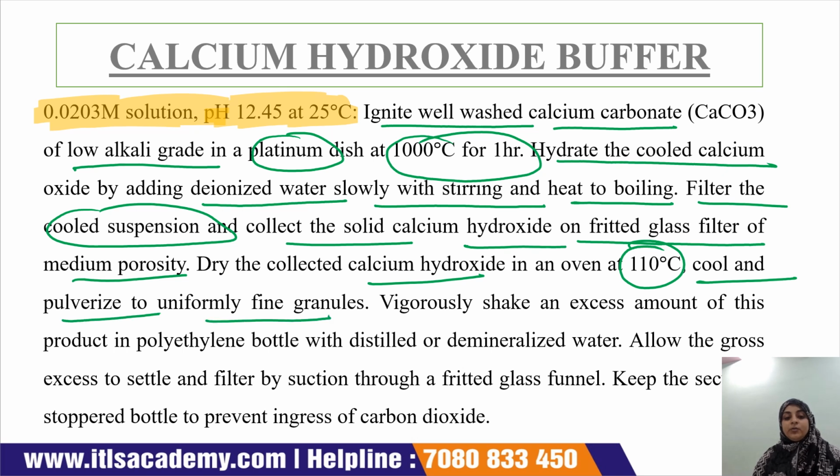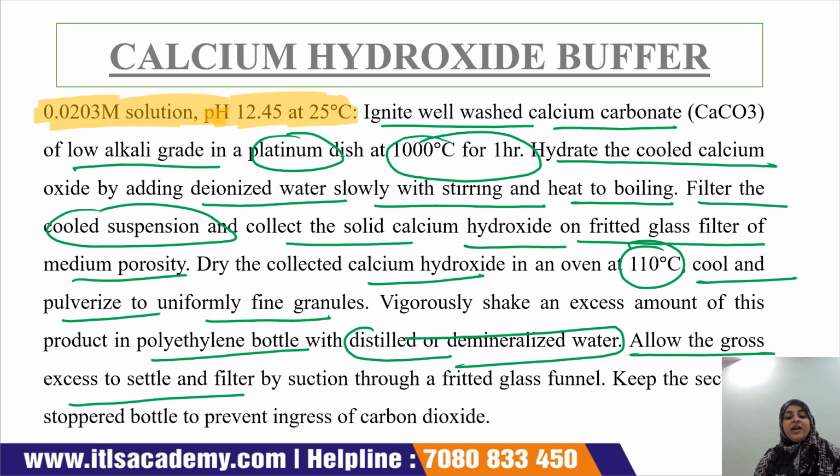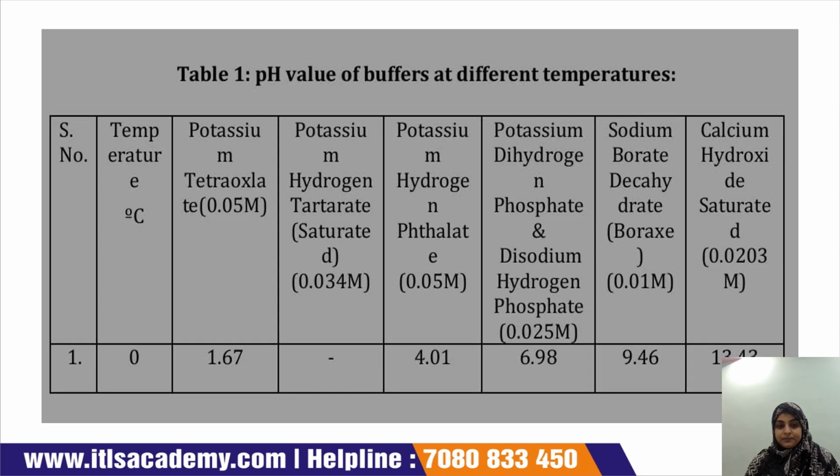Pulverize it to a uniformly fine granule. Now vigorously shake the excess amount of this product in a polyethylene bottle with distilled or demineralized water. Then allow the excess to settle, and filter by suction through a treated glass funnel. Now keep the bottle stoppered to prevent the increase of carbon dioxide.